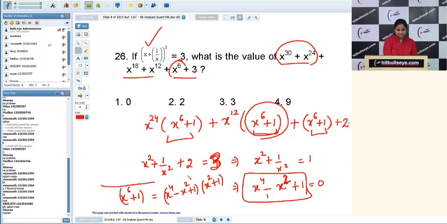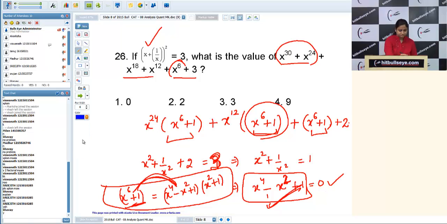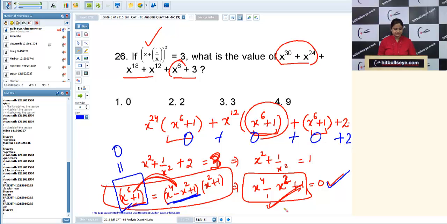Can you say this? We are trying to relate this and this because we got this relation. Is it okay, Bhavya and Shrijit? If this is 0, x raised to power 6 plus 1 will be 0 because that is a multiple of this thing only. So it will become 0 plus 0 plus 0 plus 2. That will be the answer in this case. Clear?